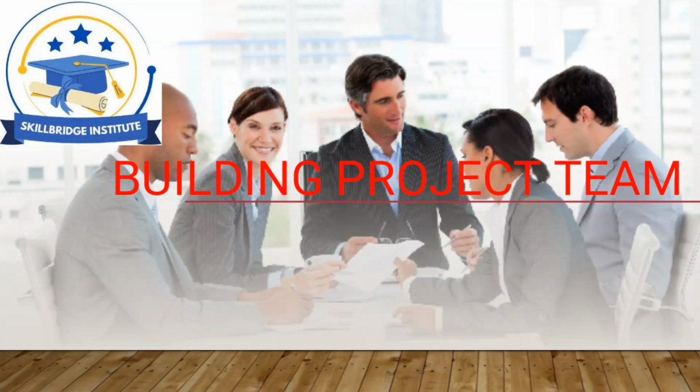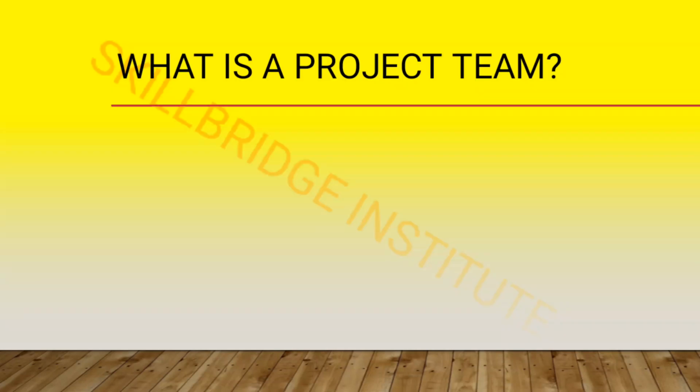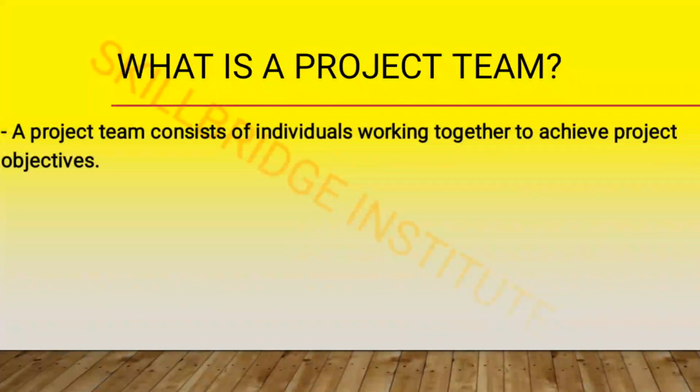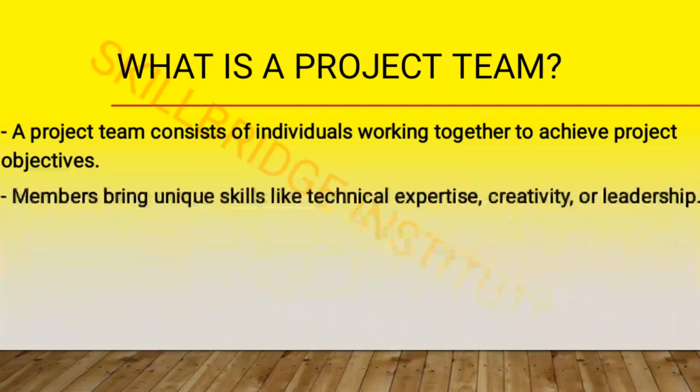This time around, we'll be discussing building a project team. So the first thing that we need to understand is, what is a project team? It consists of individuals working together to achieve project objectives. A team consists of different members, different people who work together so that by the end of the day, they should be able to achieve project objectives.